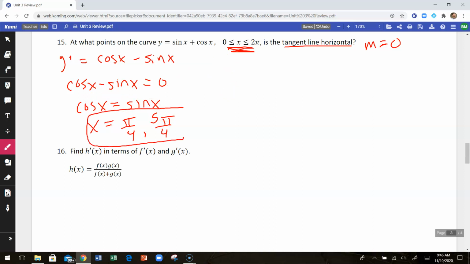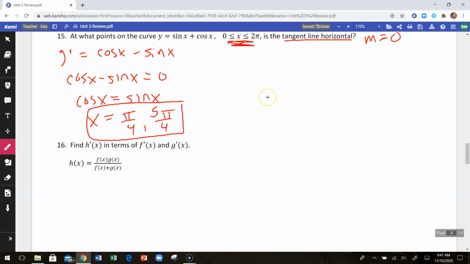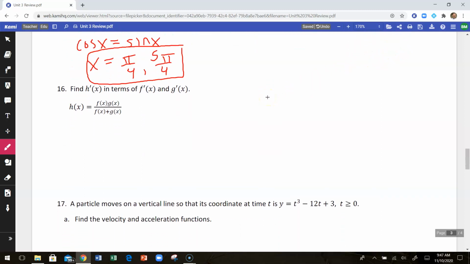So if you were to graph this function, sine x plus cosine x, you would see at pi over 4 and at 5 pi over 4 that you would have local max or mins. You would see places where the slope of the tangent line would equal 0.